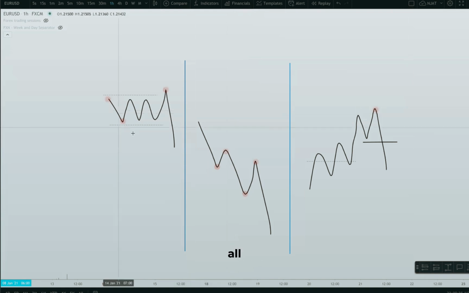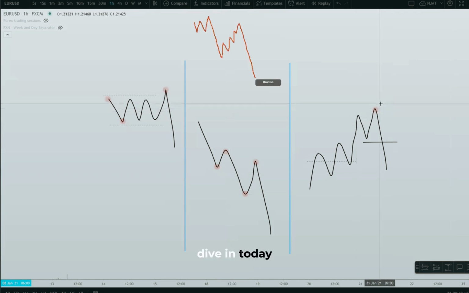First of all, you have that range, and then you have that initiation out of the range. You have that initiation creating cause as it moves away, right? And then you have that mitigation and that continuation, or reaction, initiating lower prices. So this is what we're going to dive into today.